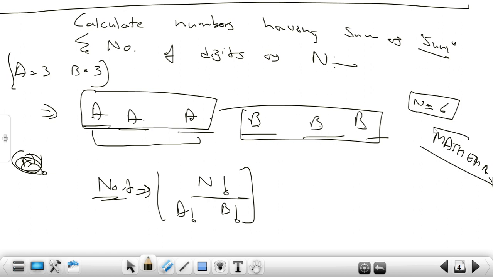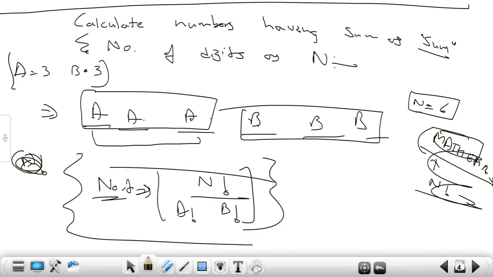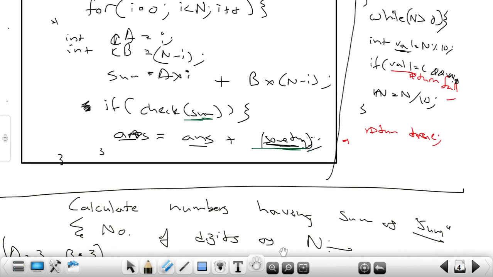I hope you guys have done a problem similar to this, like we do n factorial divided by the numbers which are repeating, isn't it? So this is the same concept we are going to use here. Okay, so now this something is going to be this something.